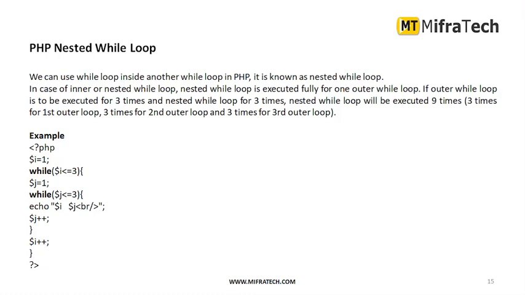In a PHP nested while loop, it will execute one block of code within another block of code. You can see here that the full body of the outer loop will be executed 3 times, and the nested while loop 3 times. The nested while loop will be executed a total of 9 times overall. The first outer loop executes 3, the second outer loop executes 3, and the third outer loop executes 3 times.